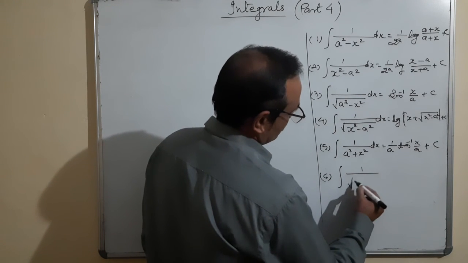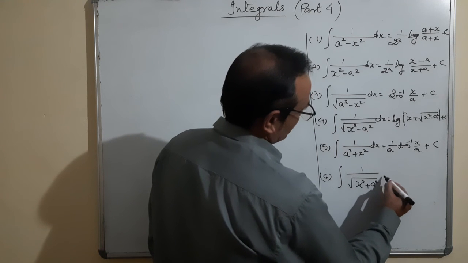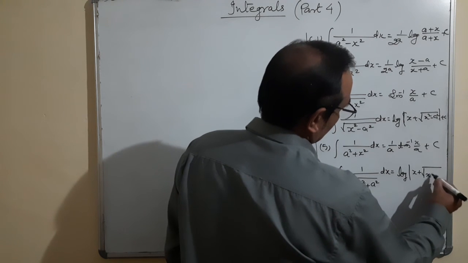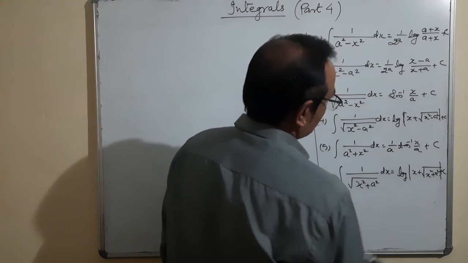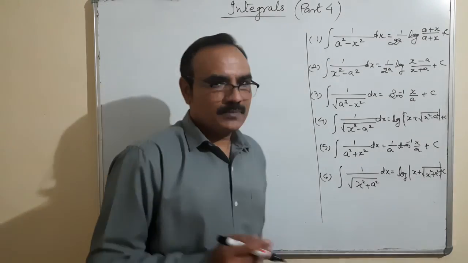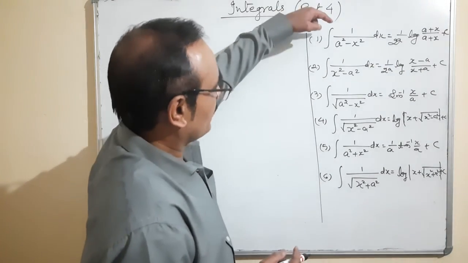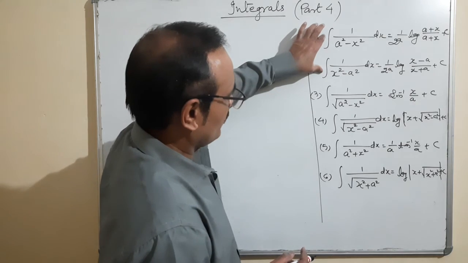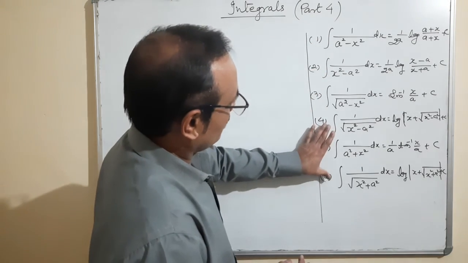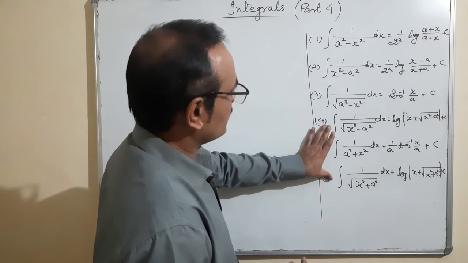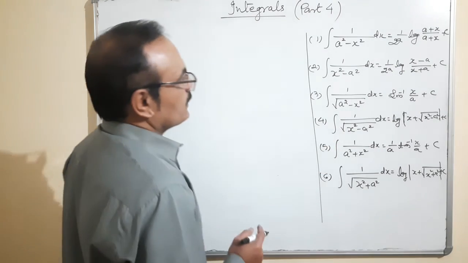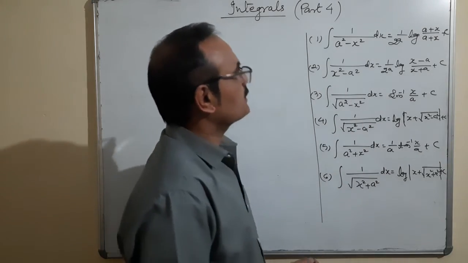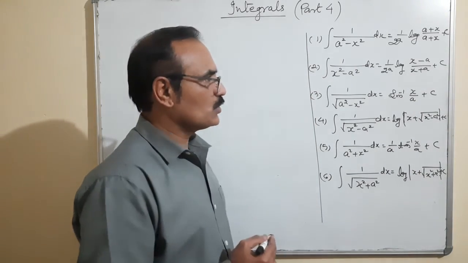Integration of under root x square plus a square dx, that is also log of x plus under root x square plus a square plus c. By the way, these are some special functions. You can remember them like this: a square minus x square and x square minus a square are the same form. After that, under root x square minus a square, under root x square plus a square, and under root a square minus x square. So you will memorize these. 1 upon a square minus x square dx is equal to 1 upon 2a.